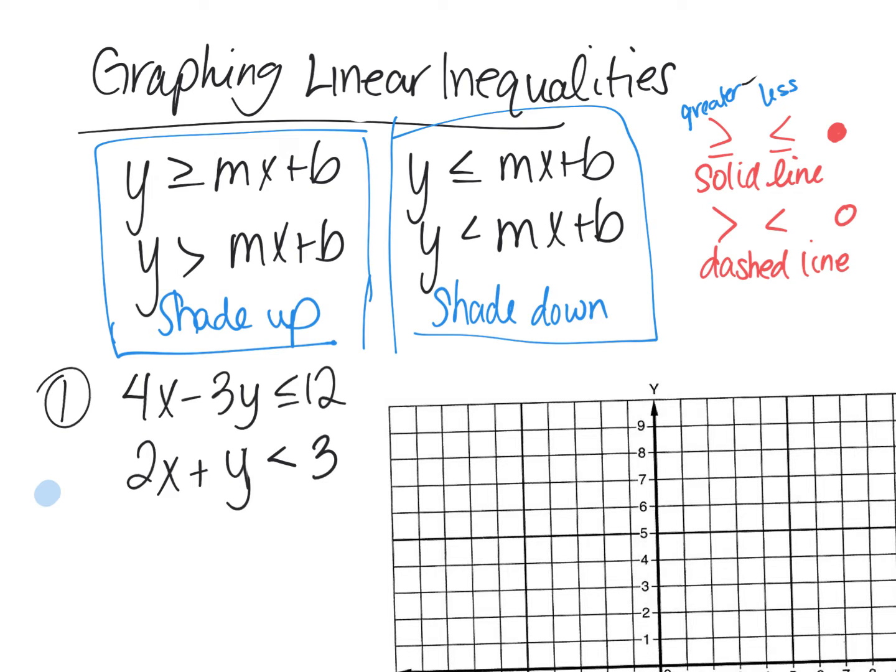All right, so I have 4x minus 3y is less than or equal to 12. And I have 2x plus y is less than 3. We'll start by solving the bottom equation. And we need to get y by itself, so I want to move the 2x to the other side by subtracting it. y is less than negative 2x plus 3.